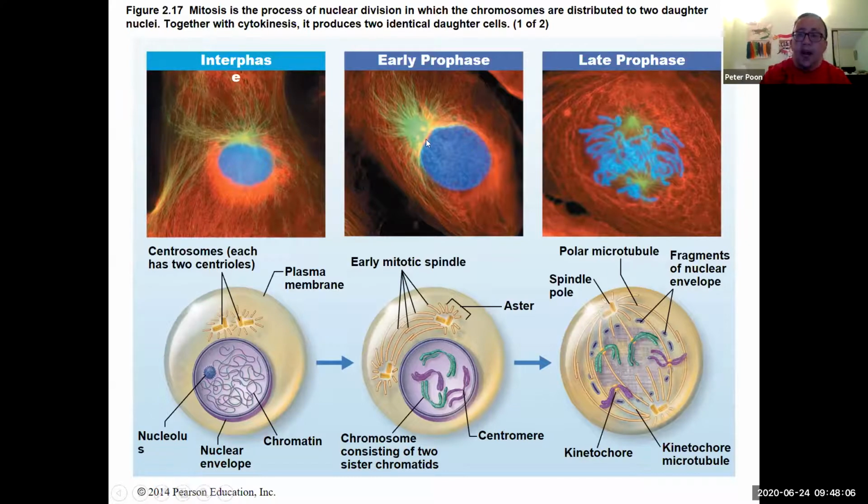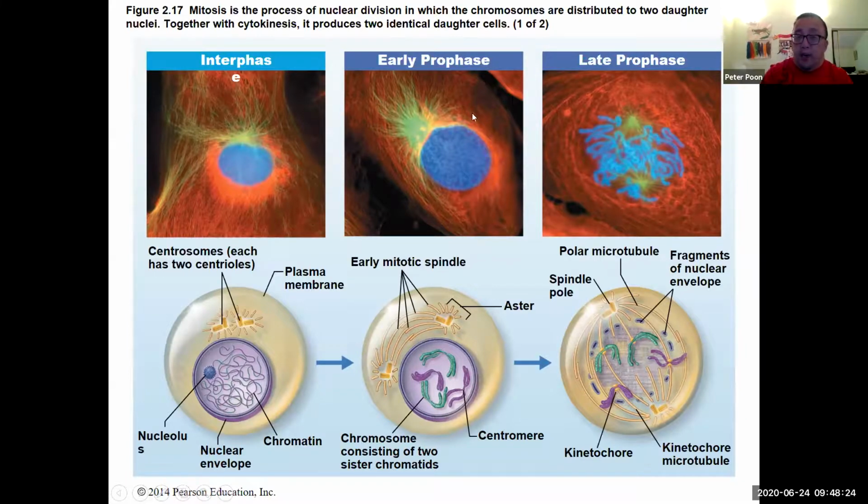So that's why when you look at this picture, you can see the DNA is more condensed. You see areas where there's no DNA, and you can see that the DNA looks like little strings.